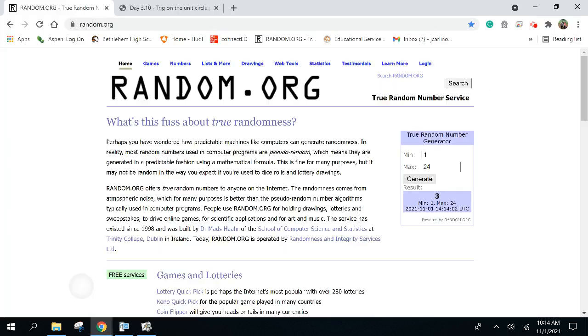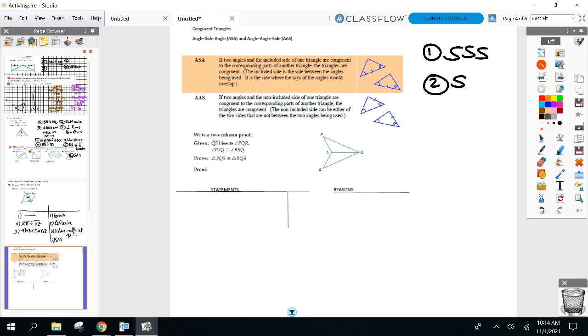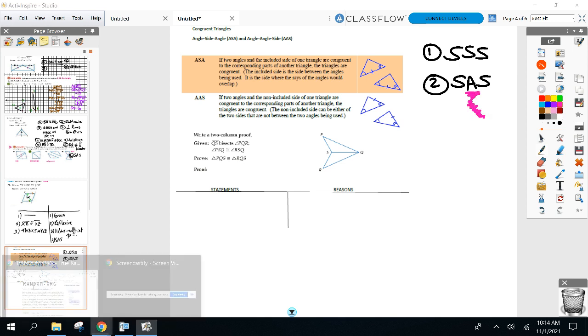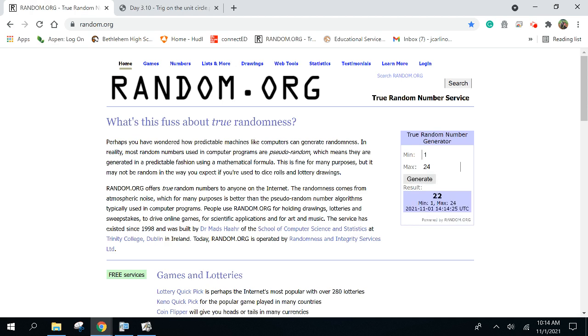And the second method I gave you on Friday: side angle side. Quickly, while we're on side angle side, what do you have to know to use it? What do I have to know to use side angle side?